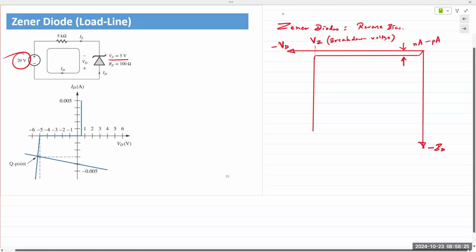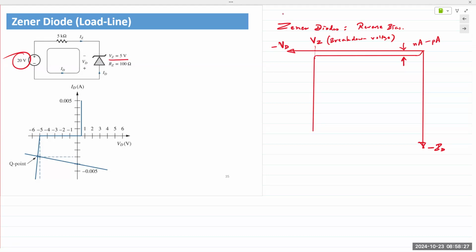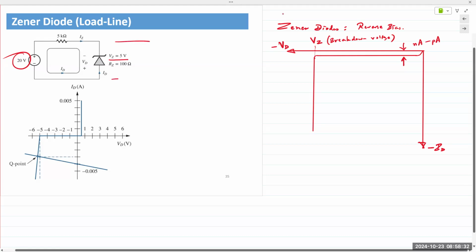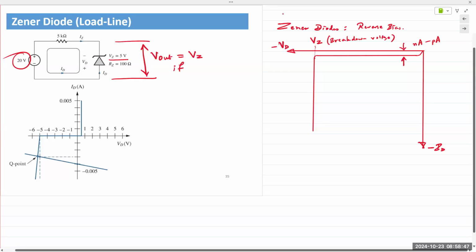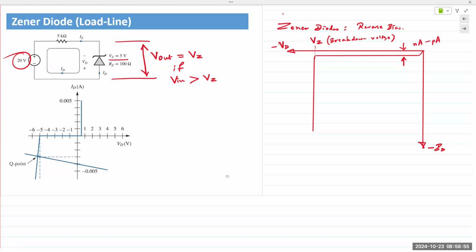So the way we analyze, when you look at a circuit, the first thing you must understand is that the output of the Zener would stay at VZ. So V out will always equal VZ as long as the input is higher than VZ. Okay. If V in is greater than VZ. If V in is less than VZ, the diode is not going to turn on.